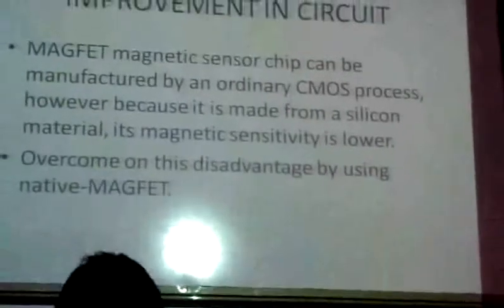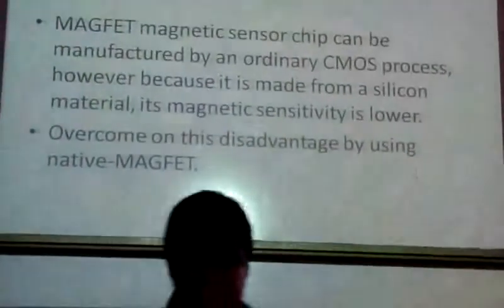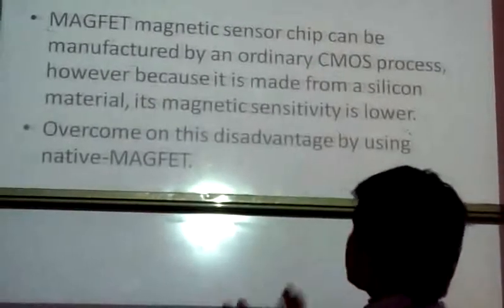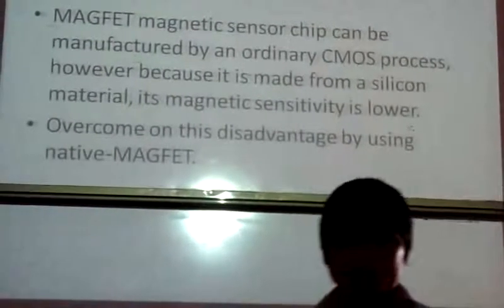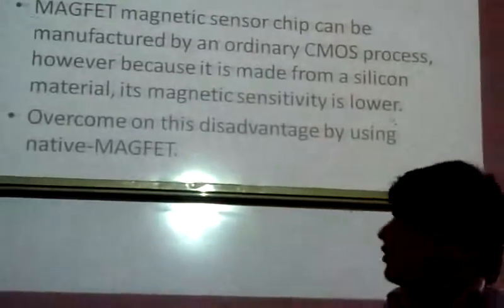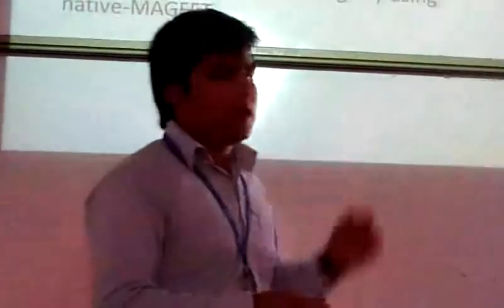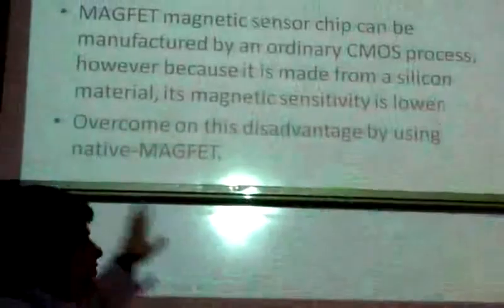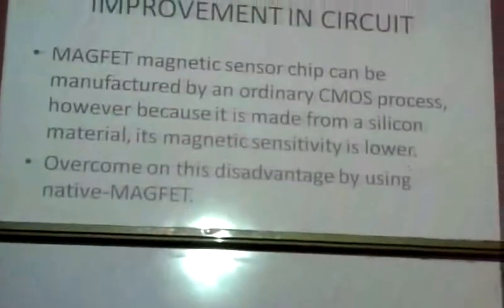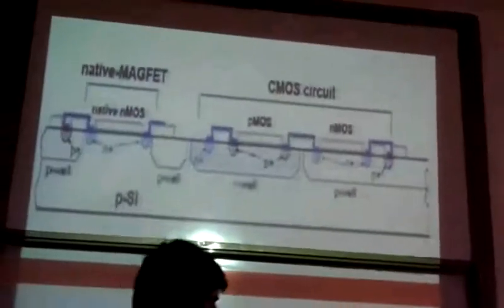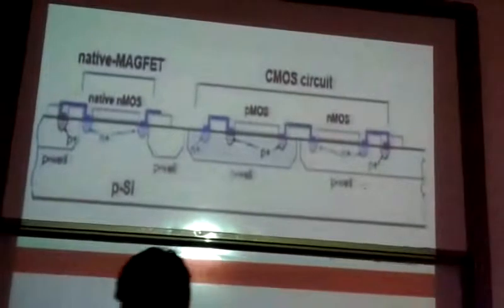Now the problem is what? In this circuit, the CMOS chip is made of silicon. Therefore, the magnetic sensitivity of the whole circuit is very low. So how do we increase the sensitivity to the magnetic field? We can use a native magnet. Native magnet means what? It is directly connected to CMOS and it has two advantages.